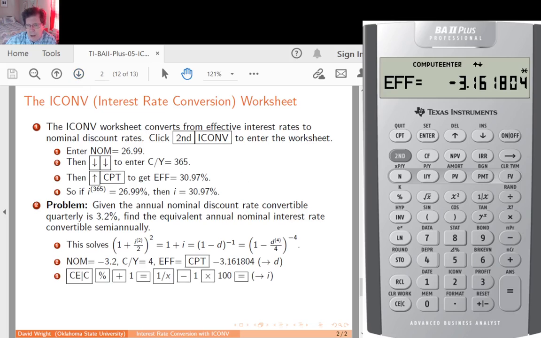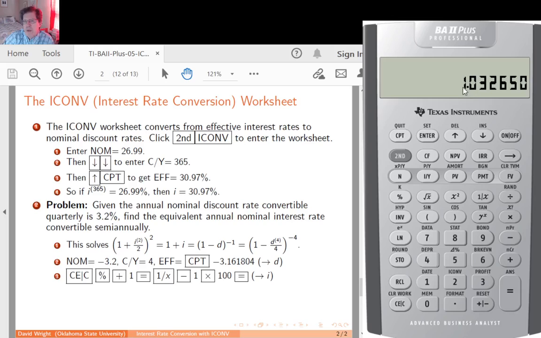The way we take this number out is you can hit the clear button, and the number is left there. You're out of the worksheet and you have the number there. So hit percent, which makes it a decimal number, and add 1 to it. That gets you the discount factor, 0.968382. So that's 1 minus d, and that's the reciprocal of 1 plus i. So hit the reciprocal button.